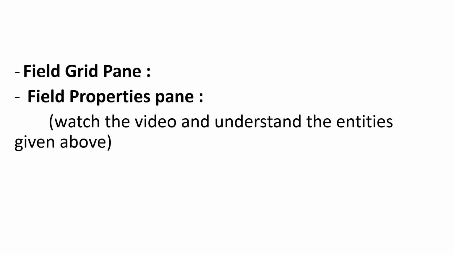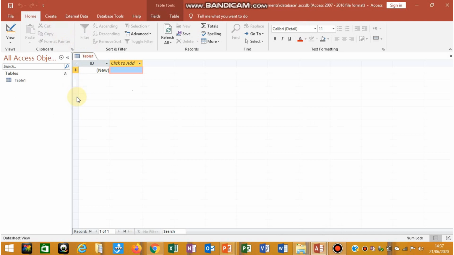Now so far we have seen how to create a table using the datasheet view and how to create a table using the design view. Now under design view there are two terms, field grid pane and field properties pane. Now you will study these two entities.